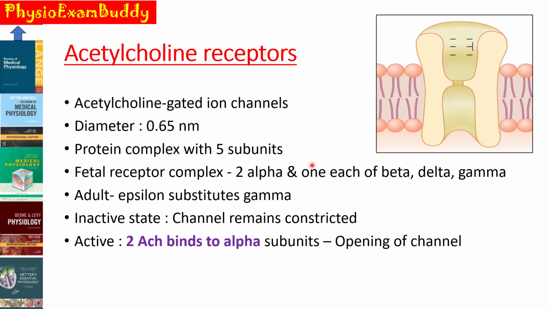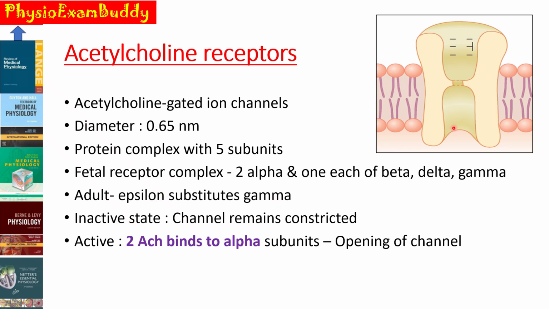A few words about the acetylcholine receptors. This is the structure of the acetylcholine receptor. They are mainly gated ion channels having a diameter of 0.65 nanometer, and it is a protein complex having 5 subunits. The fetal receptor complex contains 2 alpha and 1 each of beta, delta and gamma subunits, whereas in adults the gamma subunit of the fetus is replaced by the epsilon subunit.